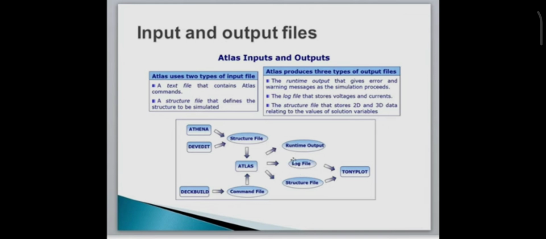And the second one is log file. The second type of output file is the log file, which stores all the terminal voltage and current from the device analysis. And the third type of output file is the structure file, which stores 2D and 3D data relating to the value of solution variables in the device at a given bias point.